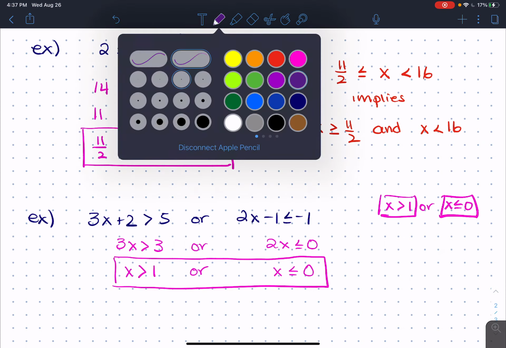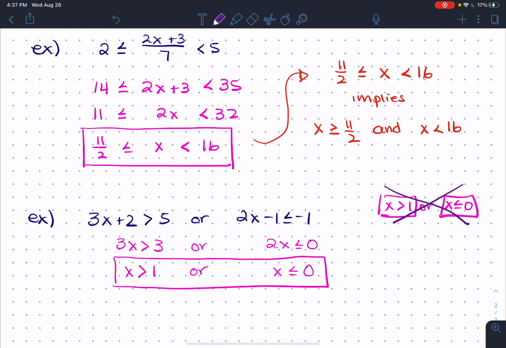So do not write it that way. Your final answer is like this. It is all one thing. We are saying that x is greater than 1 or x is less than or equal to 0.